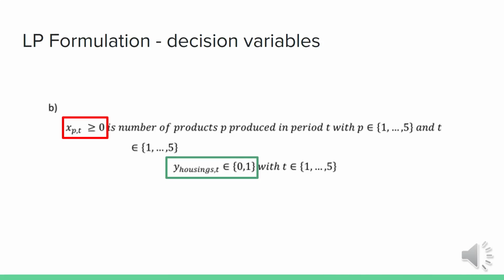Let's have a look at our linear programming formulation. Our decision variables would be x_pt, which should be larger than 0, the red circled, which says how much of product type P in time period T do we produce. And in the case of question B, we would have a binary variable y_housing per time period T, which says whether we would buy the housing equipment and start that.